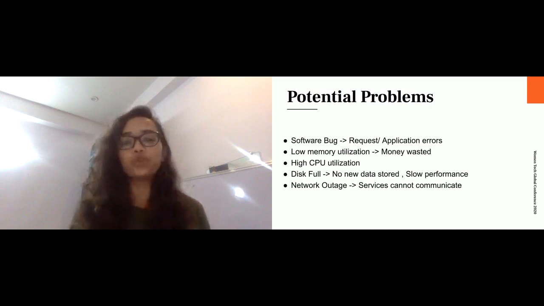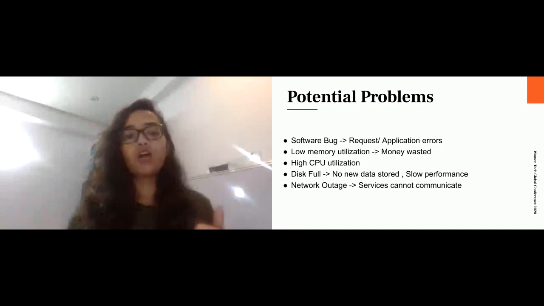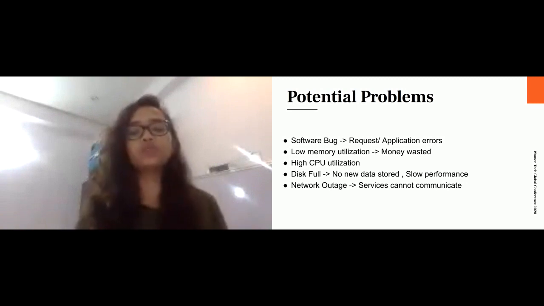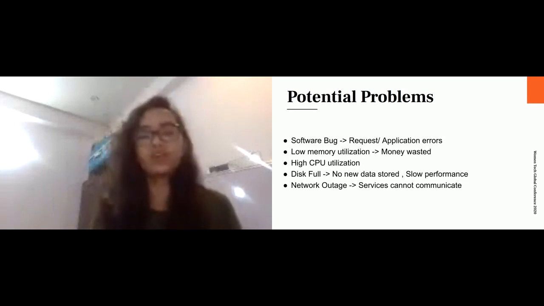There could be high CPU utilization, disk pull. Now that can lead to slow performance. Disk pull can happen anytime, right? And you can have network outages. Now these are the potential problems, and we want to know about all these problems at the correct time so that we can react when something looks bad. Now, this is what we discussed about why we need monitoring, and so now let's discuss different types of monitoring, right?